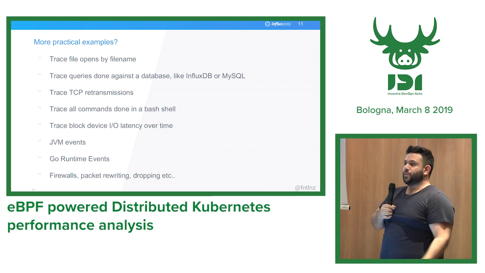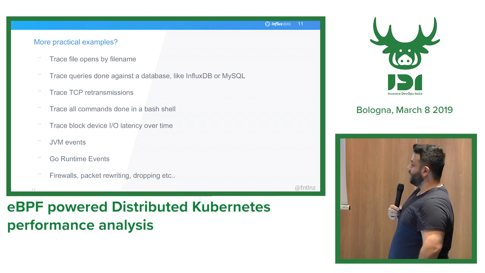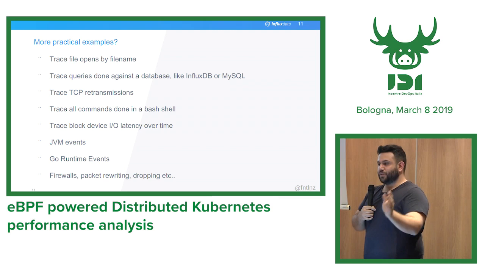More practical examples. What can I do with that? Trace file opens by file name. Get Go runtime events, firewalls, trace all commands in a bash shell. You can write a keylogger, write these kinds of things.